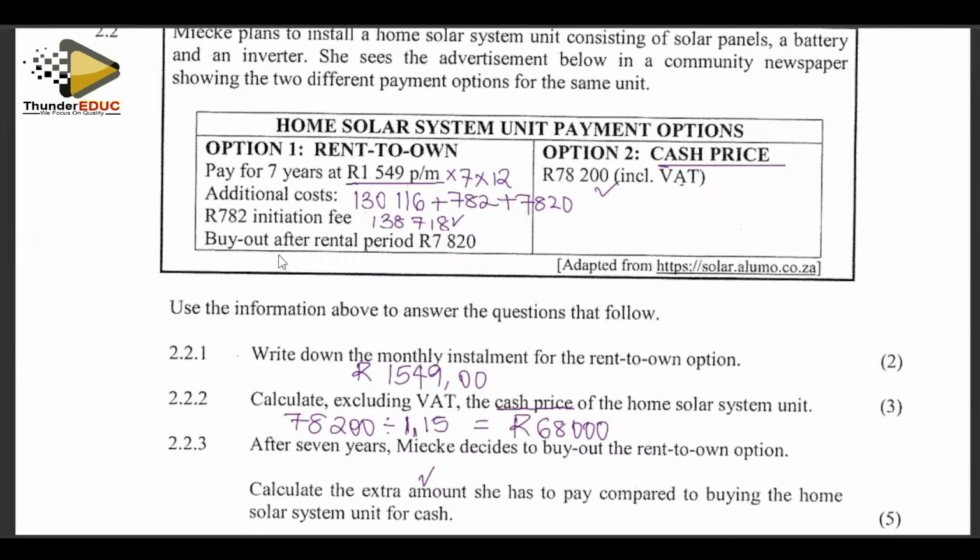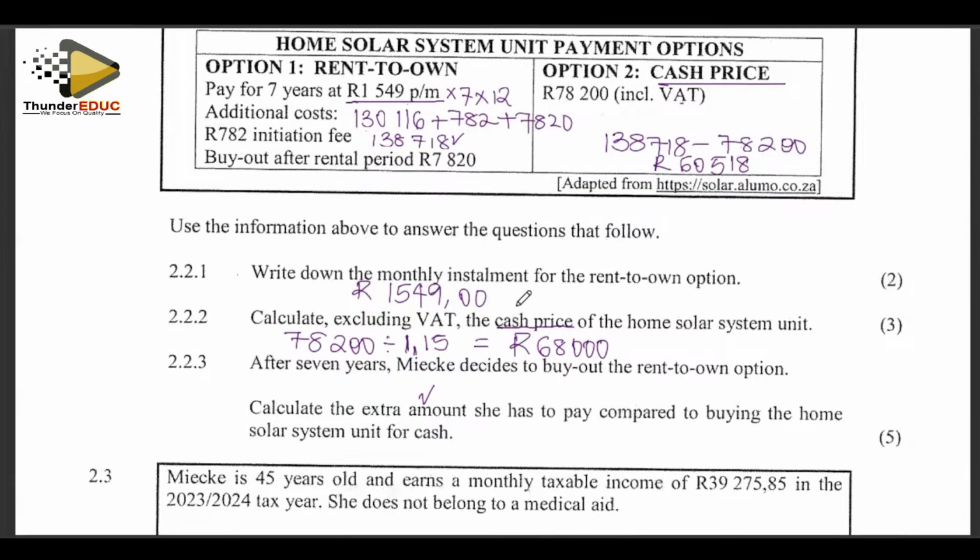This is when you buy out the rent now. Cash, so we are looking for extra. How much extra? So you need to subtract. Now you're going to subtract minus 78,200. And the difference is 60,510. This is the difference. That's how much extra you would have paid.